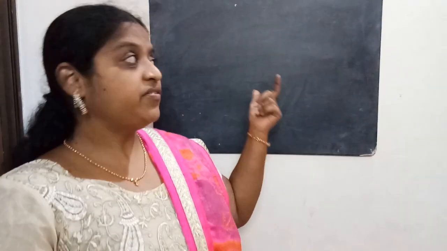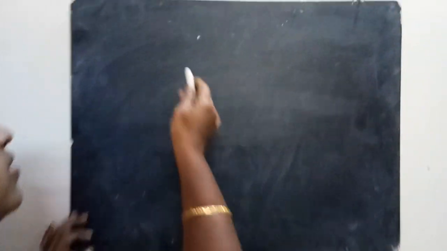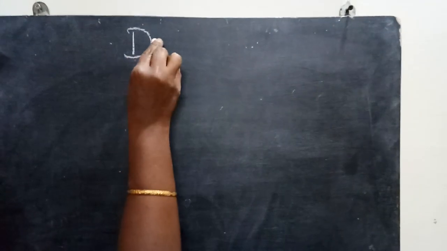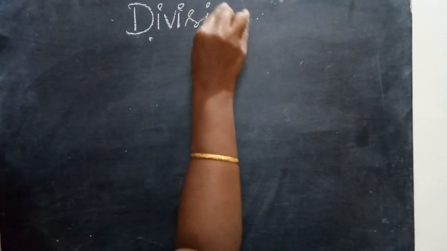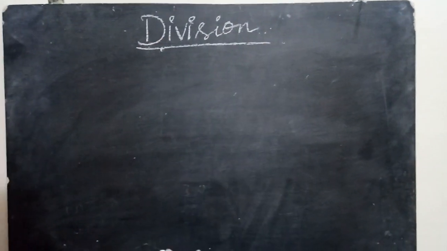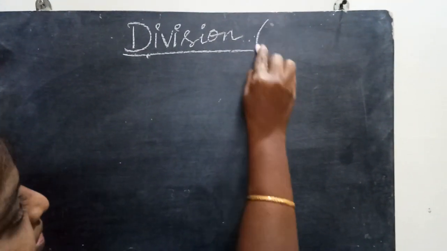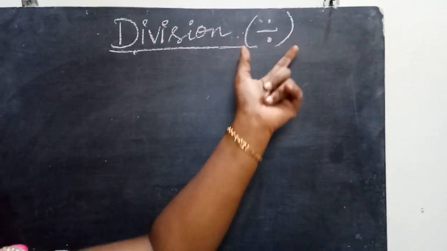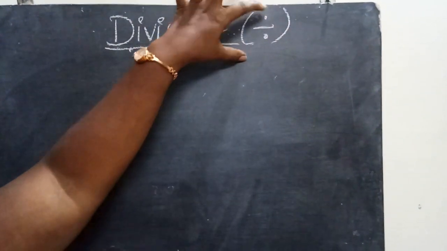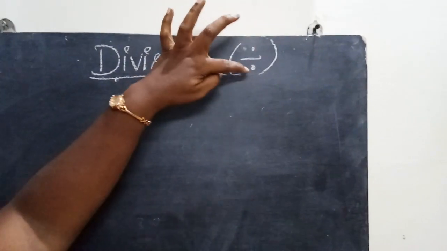Okay children, shall we look into division? What is the division symbol, children? Divided by. This symbol is one line with one dot above the line and one dot below the line.